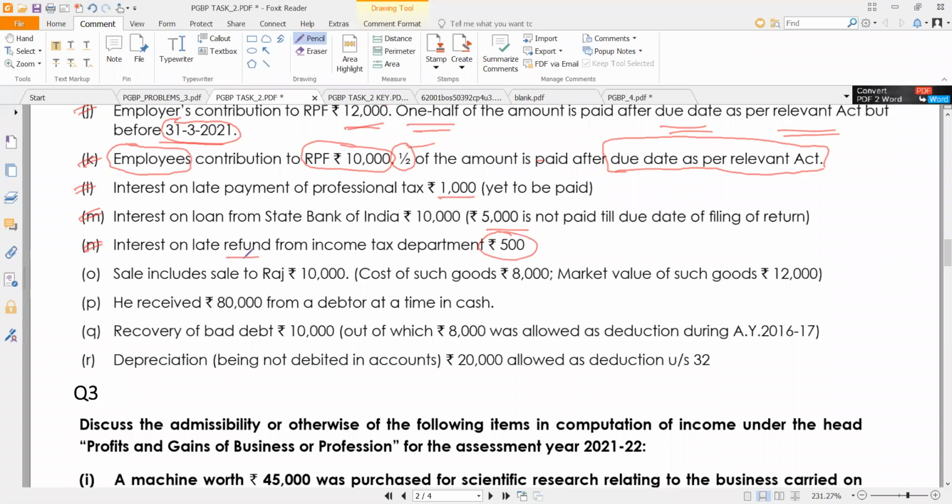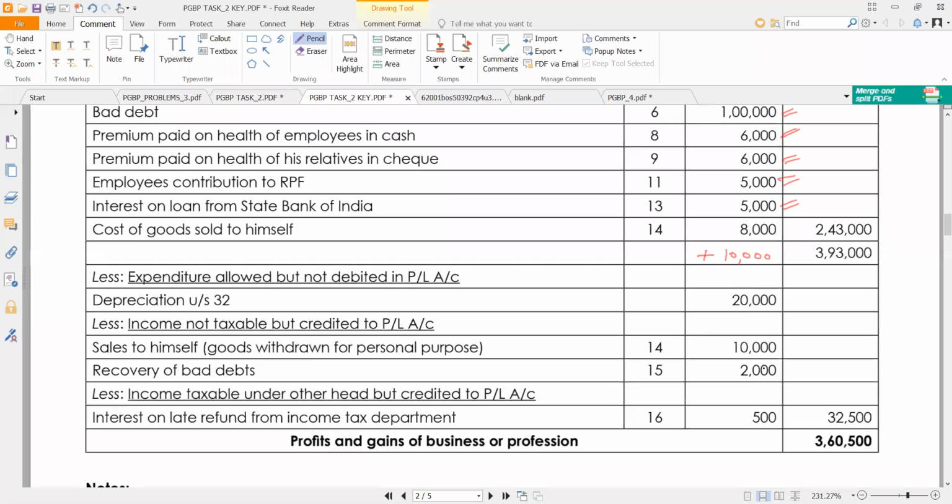Next, interest on late refund from the income tax department is 500 rupees. First of all, you should read it carefully. Is it expenditure or income? This 500, interest on refund from the income tax department, is not expenditure, that is income. But the question comes, is it a business income or something else? That has to be noted. Definitely, it is not a business income. So that has to be reduced here. Because it is not taxable under PGBP, it will be taxable under another head, which is income from other sources.